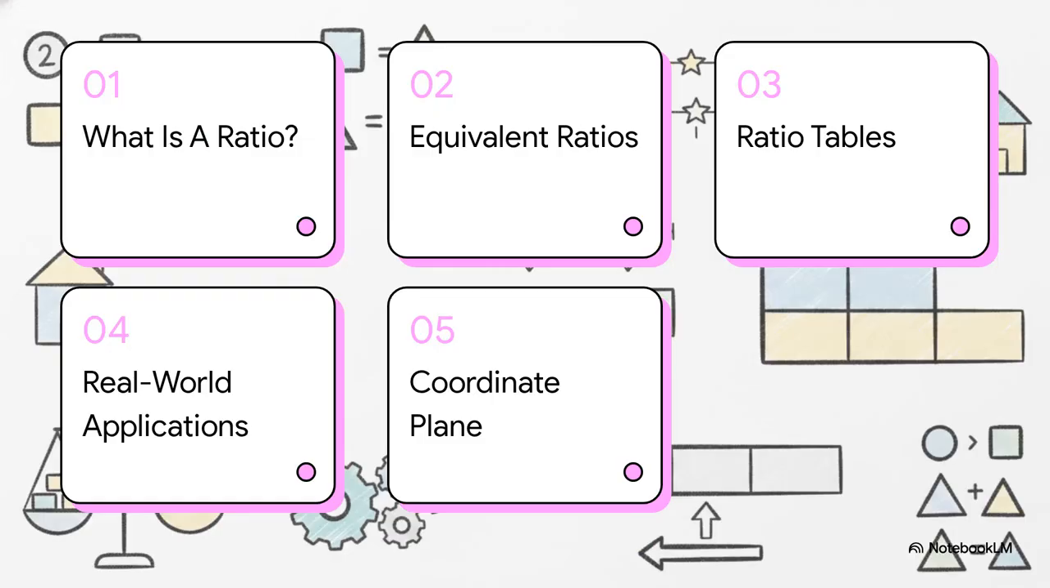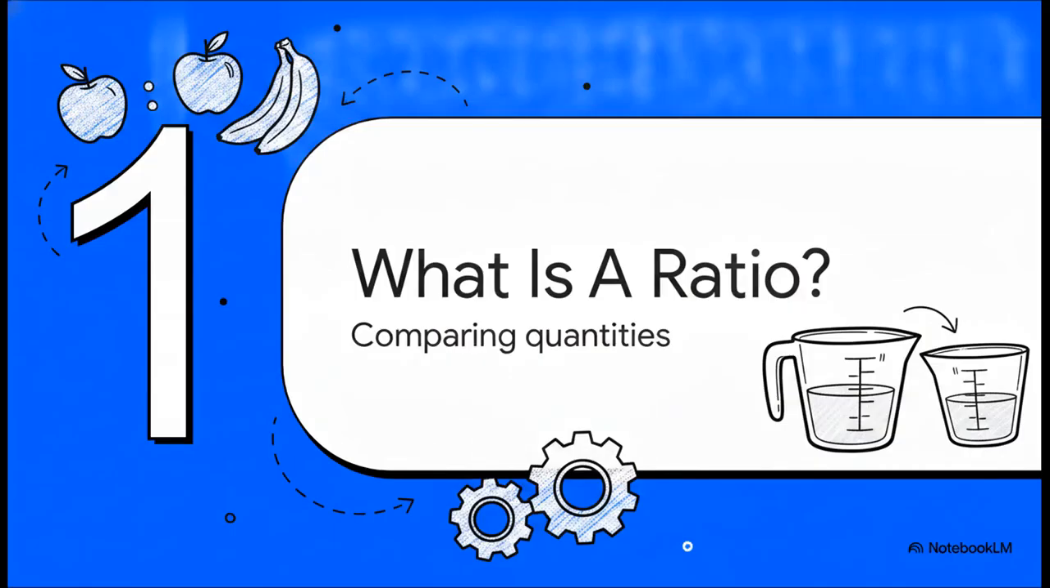So here is how we're going to build that toolkit today. Section 1 is what is a ratio. Section 2 covers equivalent ratios and scale factors. Section 3 is comparing with ratio tables. Section 4 explores real-world ratio applications. And finally, Section 5 takes us to ratios on the coordinate plane. Let's get started. Section 1.